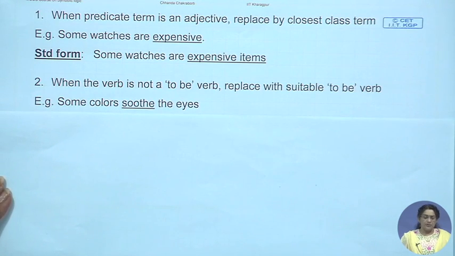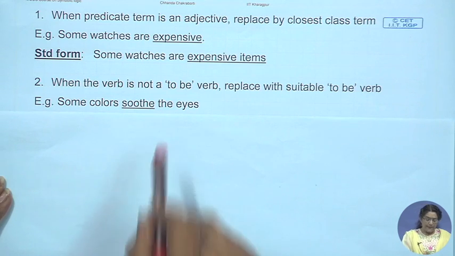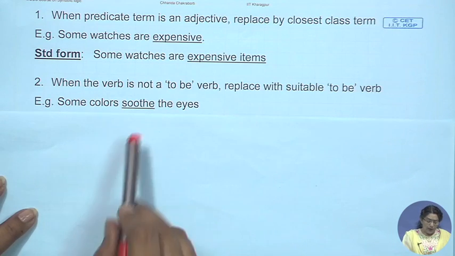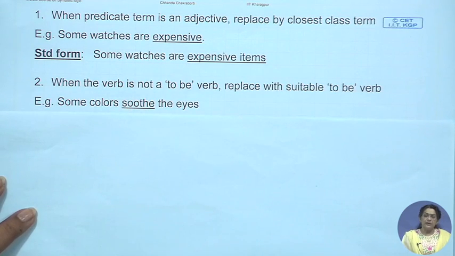Here are some examples. Some colors suit the eyes. Some colors suit the eyes. Grammatically correct, colloquially, ordinary language, perfect sentence. But it is not a standard form categorical proposition, but we do see the potential of turning it into a categorical proposition in standard form. How? Well, we need to work on this verb a little. We need to push in an is or an are or some sort of thing.